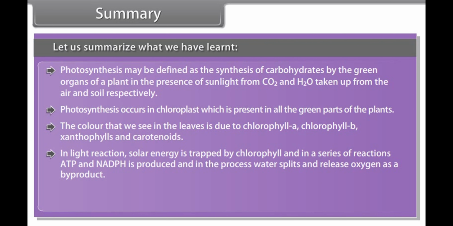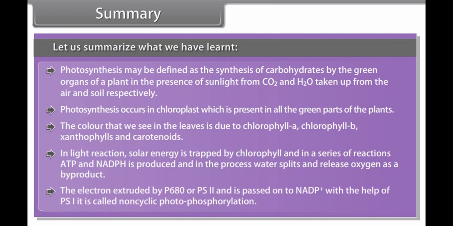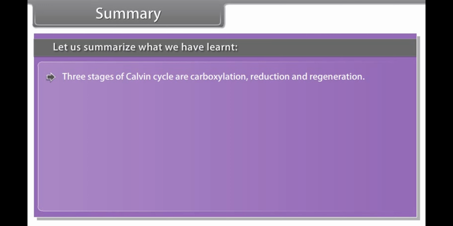In the light reaction, solar energy is trapped by chlorophyll, and in a series of reactions, ATP and NADPH are produced, and in the process, water splits and releases oxygen as a byproduct. The electron extruded by P680 or PS2 is passed on to NADP+ with the help of PS1. This is called non-cyclic photophosphorylation. The 3 stages of the Calvin cycle are carboxylation, reduction, and regeneration.